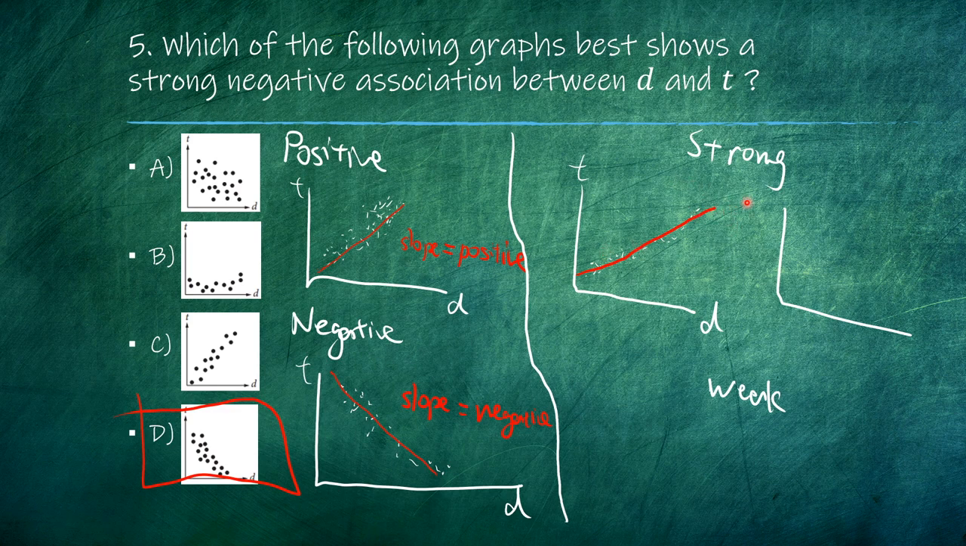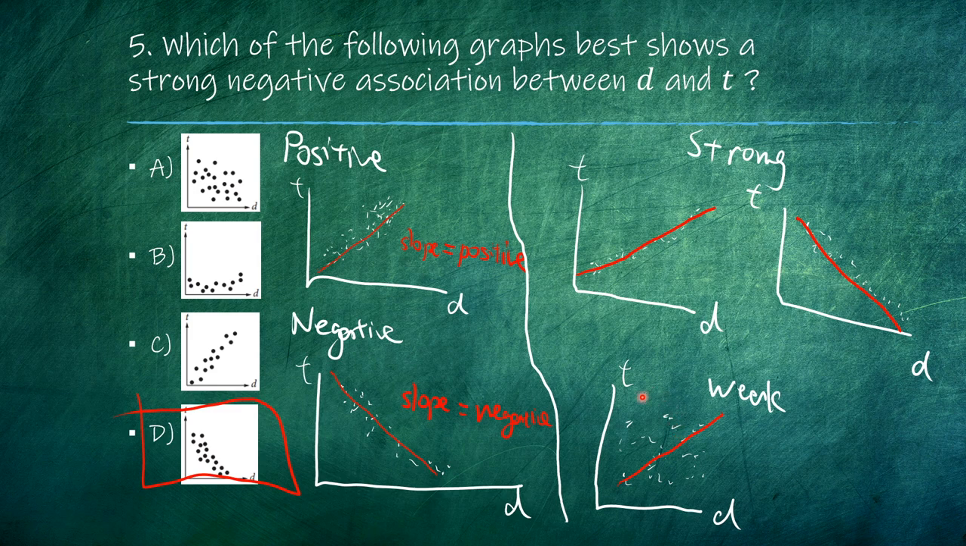And in addition, when we have points that are closely aligned to a negative slope line, we call that a strong negative association. On the other hand, a weak association is when we have points on the graph where there's not really any type of pattern to it. So it could be anywhere without aligning to the center line here. As you can see, each point in this case is scattered throughout the graph.